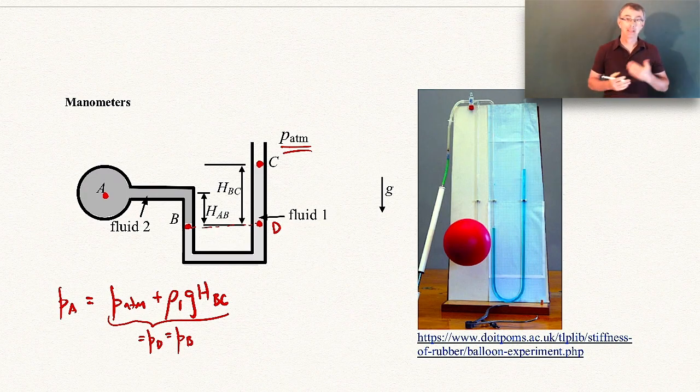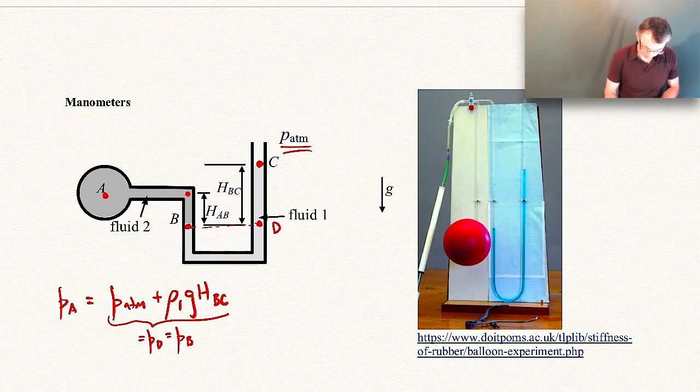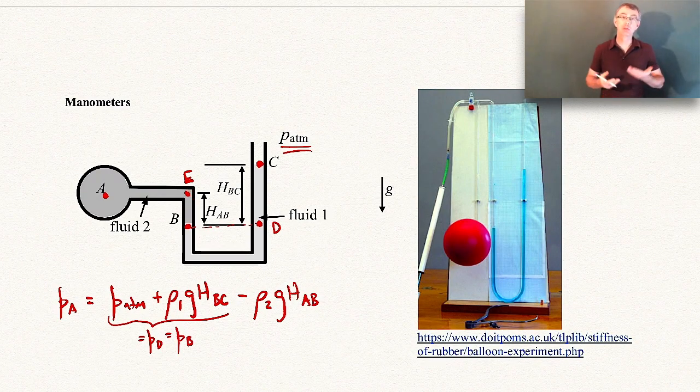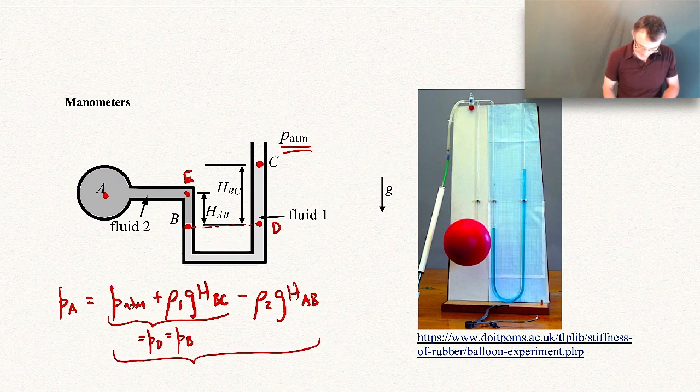Okay. Now I'm going to move up a distance of h_AB to get to this point right here. Let's call that point E. To get to point E, I'm going to subtract out some weight of fluid 2, and I'm moving a distance of h_AB. I'm now moving in fluid 2, so that's why I have a density of 2. I'm subtracting some weight out because I'm moving upward. The pressure is dropping because I'm removing some of the fluid weight by moving upward. So that's why I have a minus, and then h_AB because that's how far I've moved. So this now is the pressure at E.